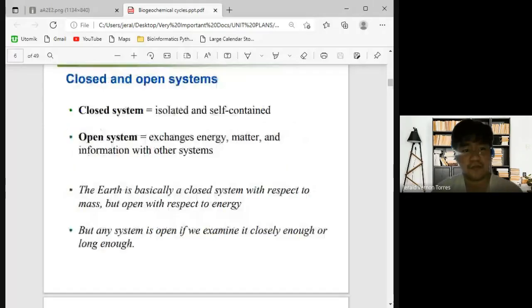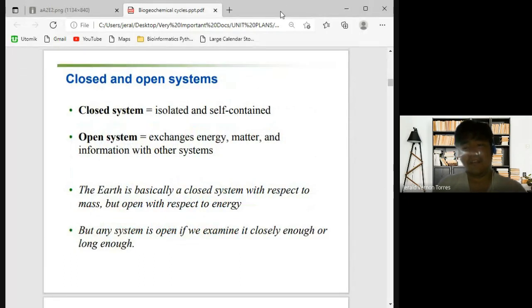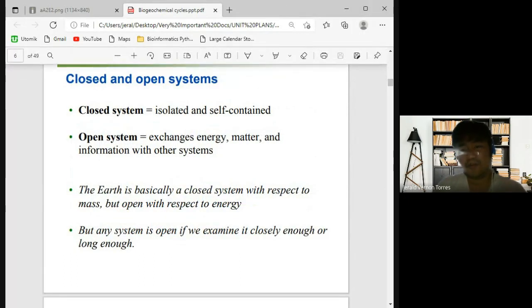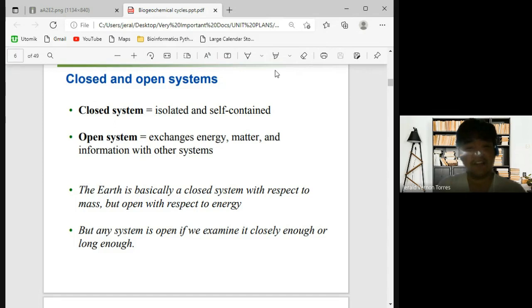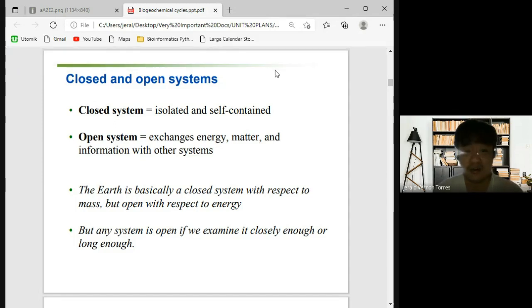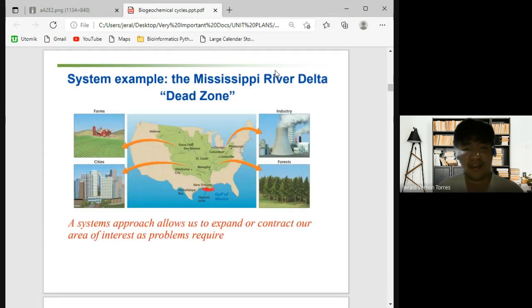So let me go back now to my PowerPoint presentation. Ayan, so those are the differences between the closed and open system, and I already introduced to you the isolated system. And tulad nga ng sabi natin, planet Earth is a closed system. It will not allow the entry and exit of matter but would allow the entry and exit of energy.